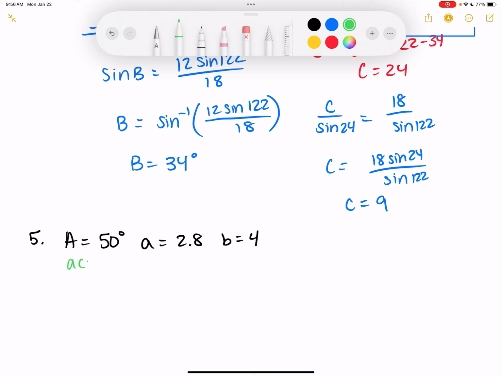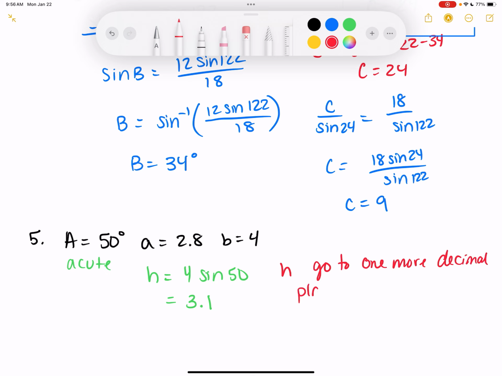So this is acute. H is going to be equal to B, so 4 sine of 50. Which is, now, I'm going to tell you on H, go to one more decimal place than the max that you already have.